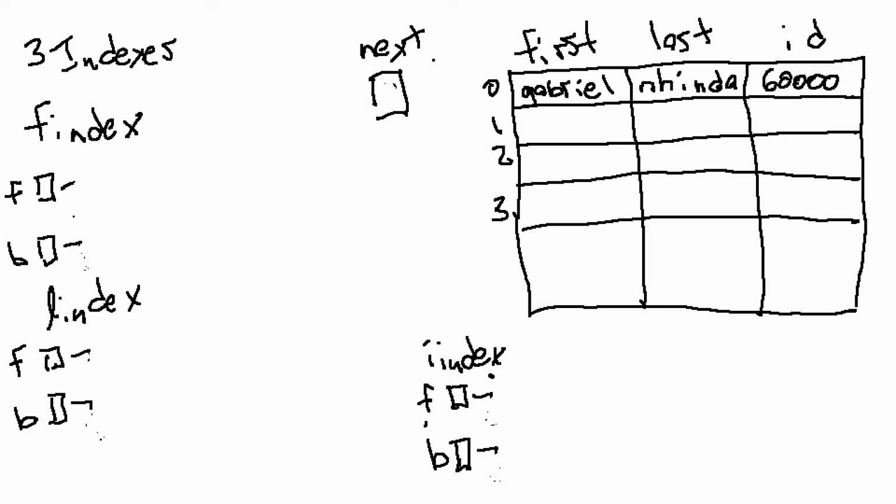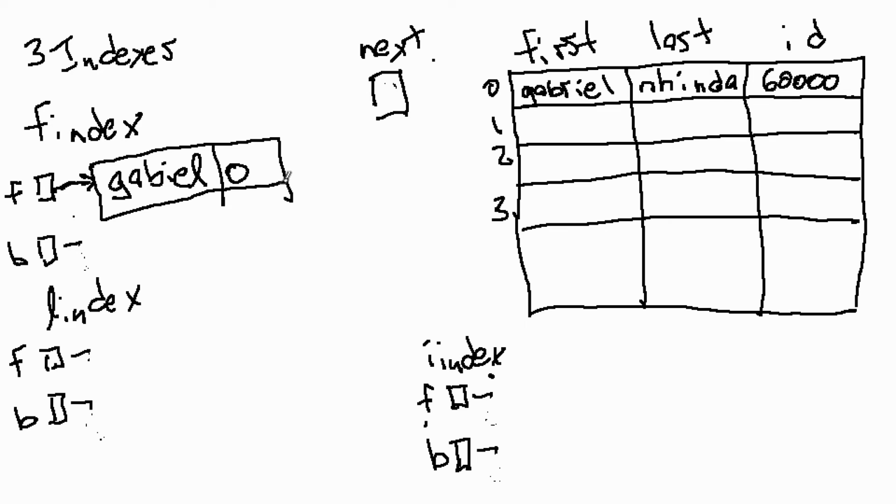Okay, and I go back over here. So now in my first name, I'm going to have something that looks like this. And it's going to be Gabriel. And Gabriel's at record number 0. And this will be null. And this part over here will also be null. And the back pointer is also pointing up here.